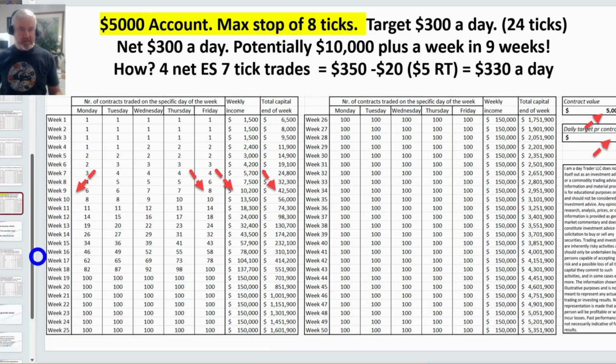Traders, this is the true potential of this. If you're willing to roll up your sleeves and put some screen time in, it's not difficult, it's just slightly time consuming as far as getting the screen time.